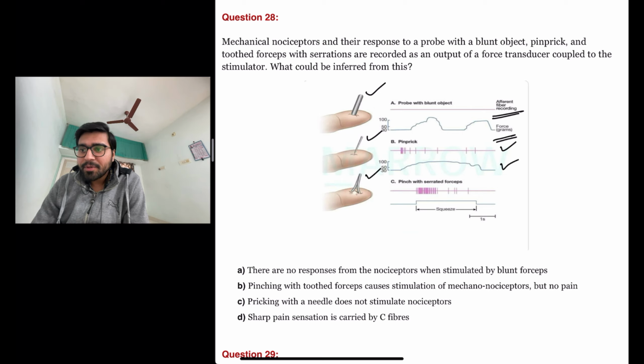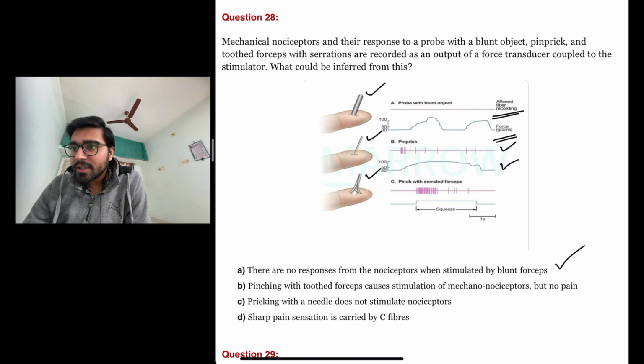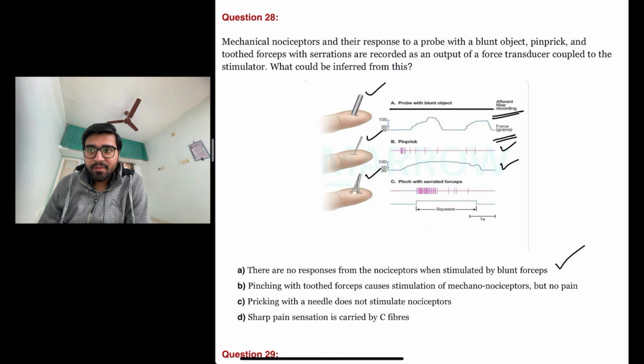There are no responses from the nociceptors when stimulated by blunt forceps. This is actually a true statement because no response is seen. This is actually a clear cut straight line. When you see probe with a blunt object stimulation or blunt forceps stimulation, okay, afferent fiber recording shows no spikes. So there are no responses from the nociceptor when stimulated by blunt forceps. This one is completely true statement.